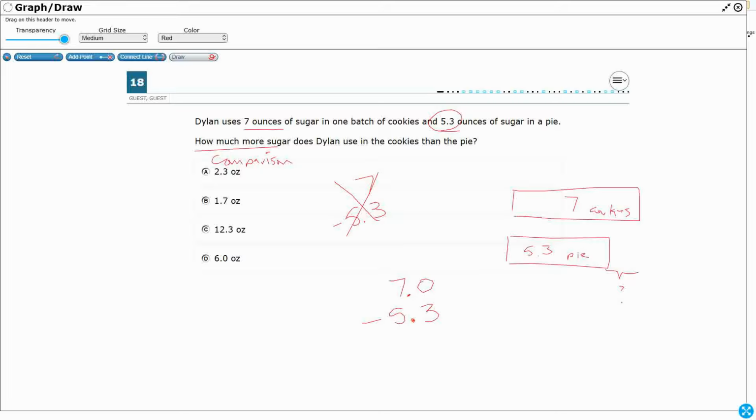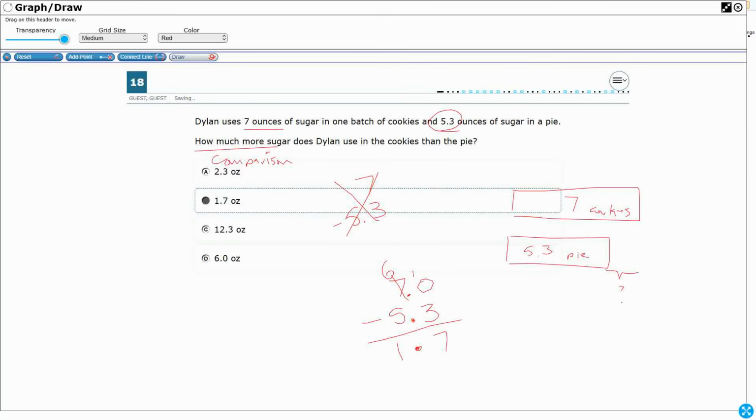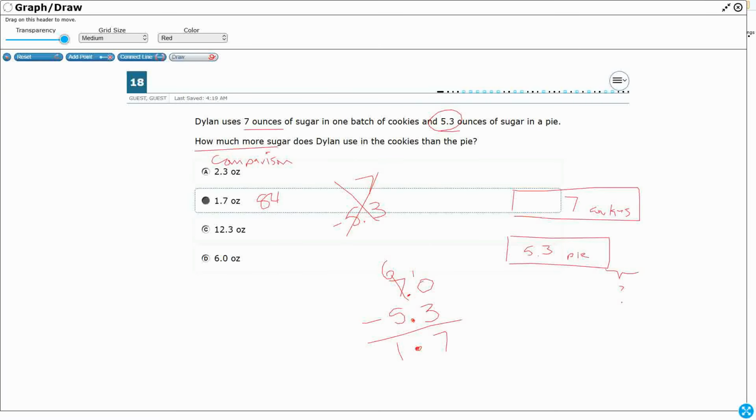So now we could treat it like 70 tenths minus 53 tenths, right? We can just ignore that decimal once we bring it down. And that's going to be regular subtraction after that. So we have 1.7, 1 and 7 tenths. So our answer here is B. Now, we had 54% of our students get this correct. So just slightly better than the last one.